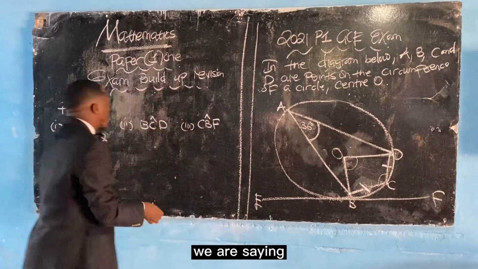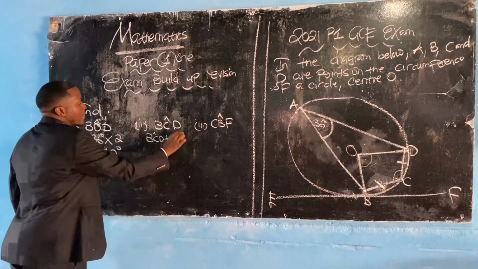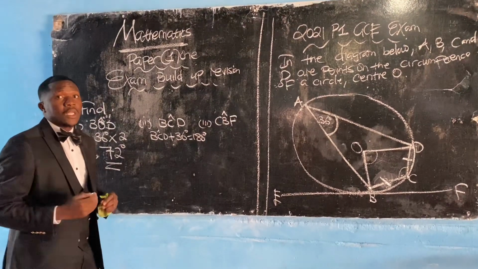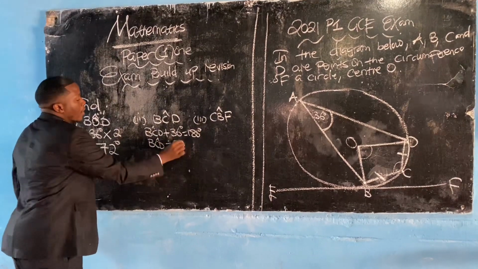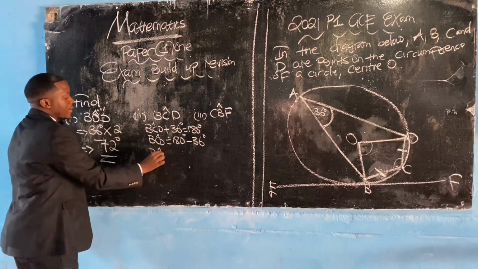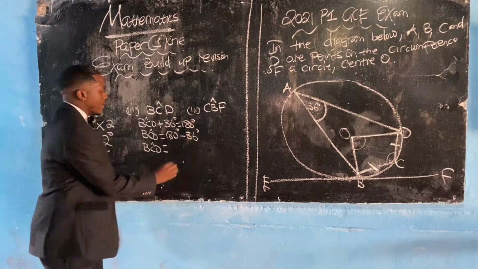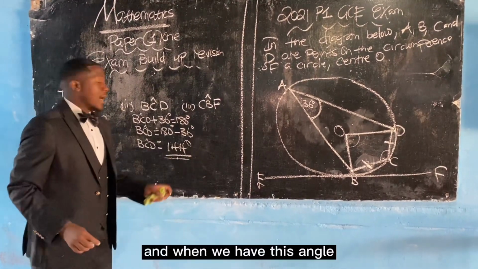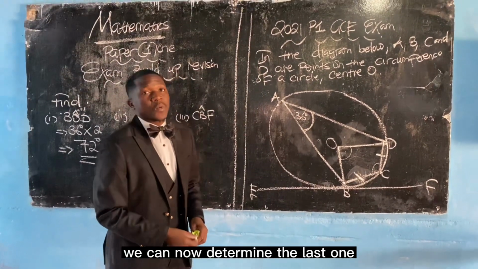And as a result, we're saying BCD plus 36 degrees is going to be equivalent to 180 degrees. Then I'm going to say BCD equals 180 degrees minus 36 degrees. So when you subtract 180 minus 36, this is going to give us 144 degrees. And when we have this angle, we can now determine the last one.